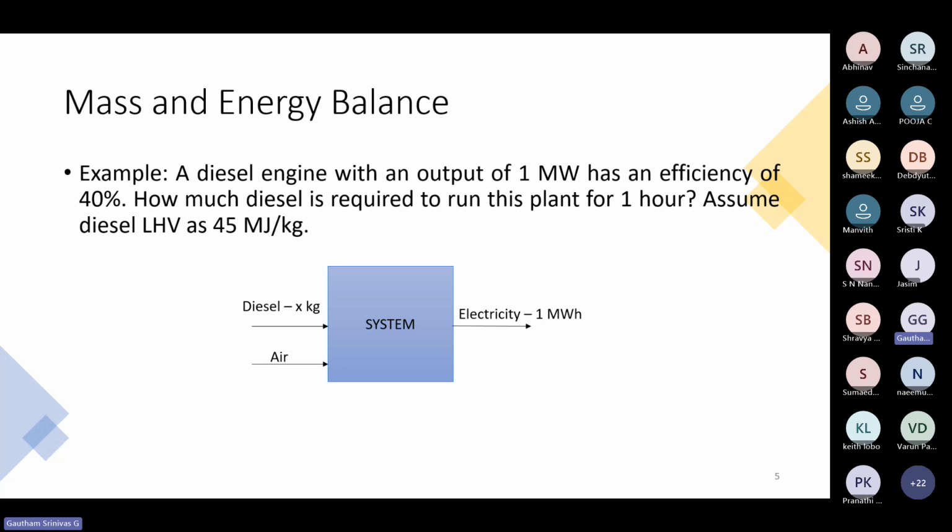Did everyone get this point? See, this is important from the point of view of the activity. Lower heating value or calorific value is just the amount of heat or energy released upon burning 1 kg of any fuel. In this case, the lower heating value is 45 megajoule per kg. That means if you burn 1 kg of diesel, you get 45 megajoule of energy. You got the point, everyone?